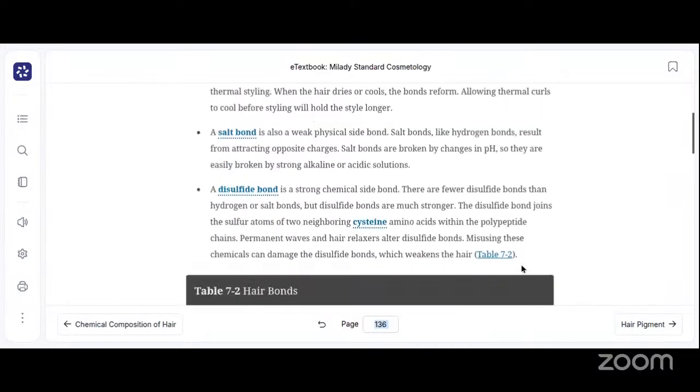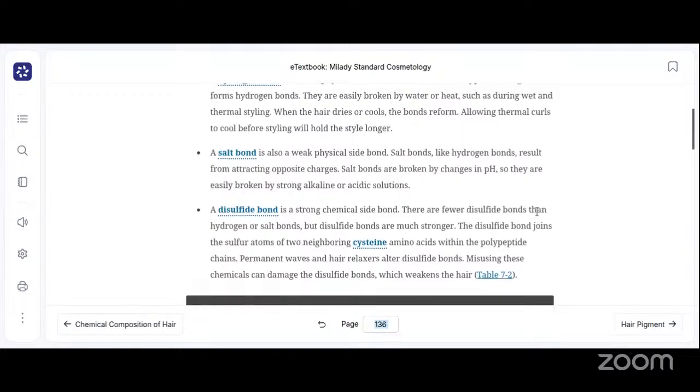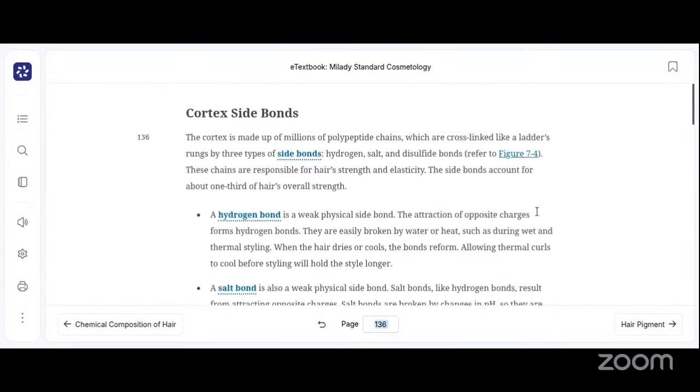All right, so I'm going to go over this bond, and then that's going to be your reading assignment for today. You're going to go over cortex side bonds. It says the cortex is made up of millions of polypeptide chains. Remember what polypeptide chains are? Poly is a lot of end bonds, which are cross-linked like a ladder by three types of side bonds.